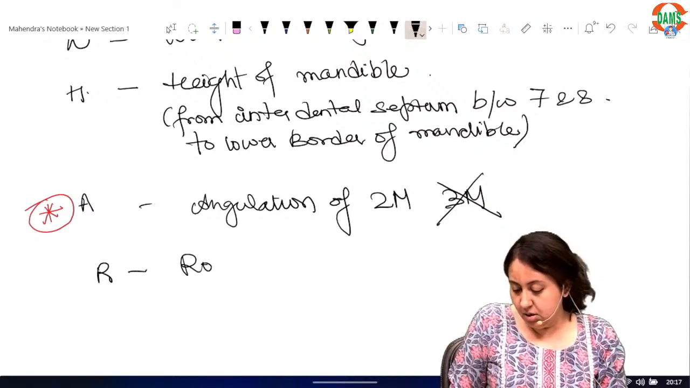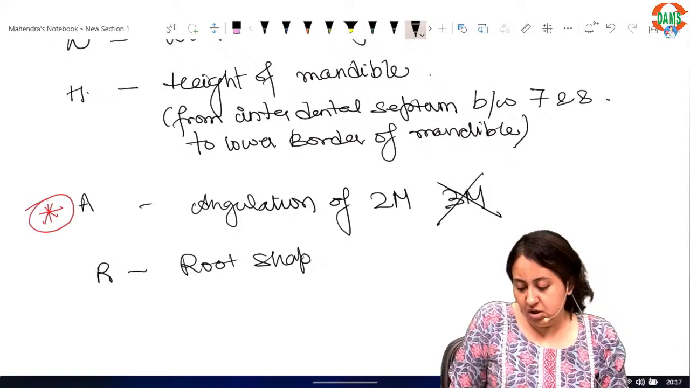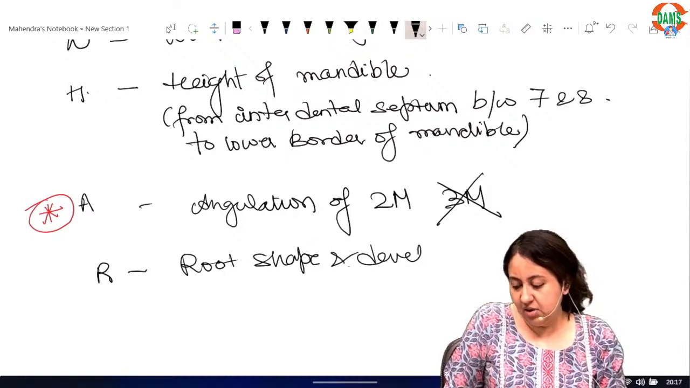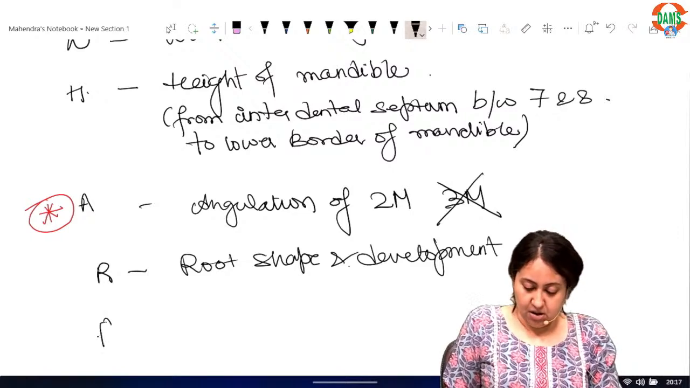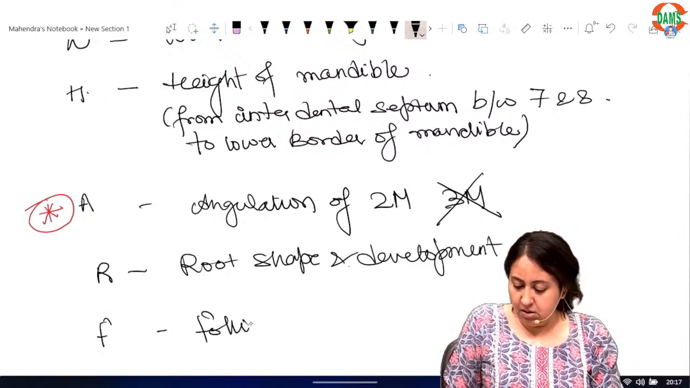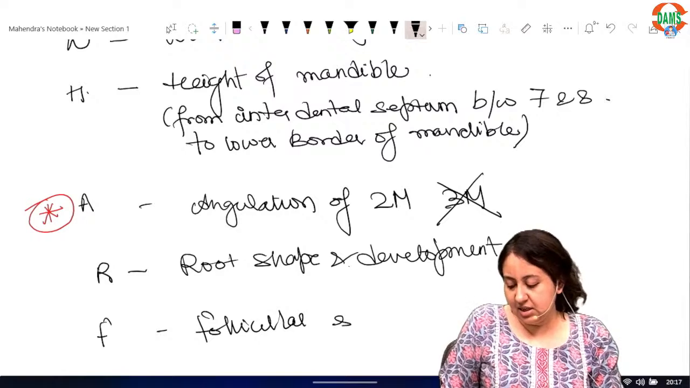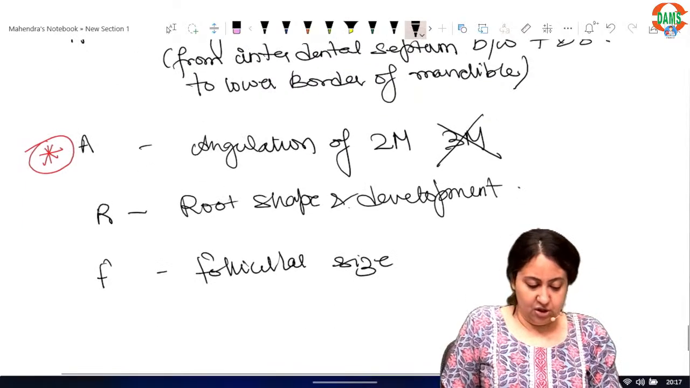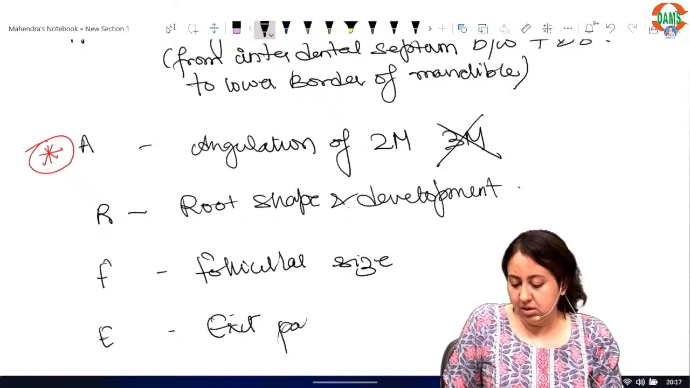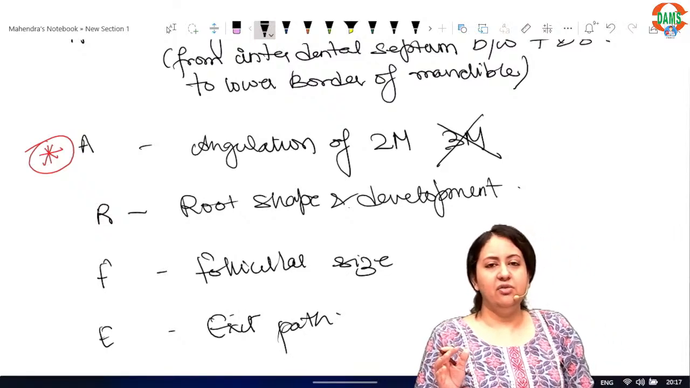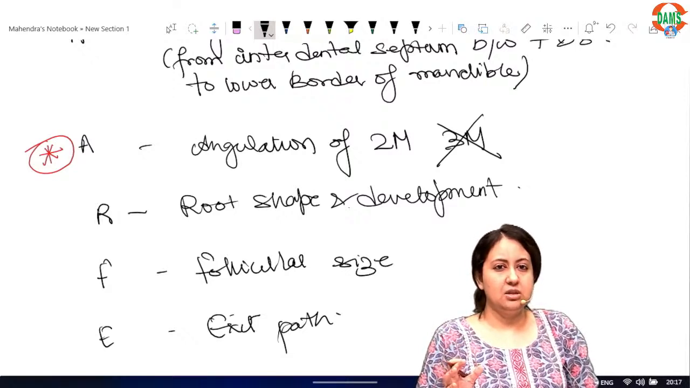R is root shape and development. F is follicular size. And E is exit path. Just remember the initials for your exam. Alright, you just have to remember the initials.